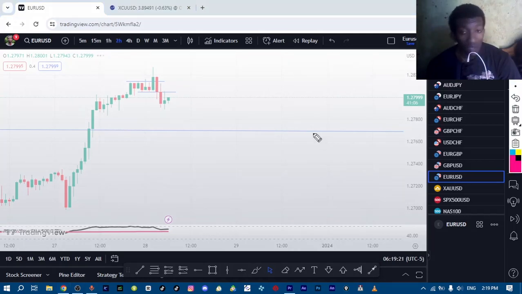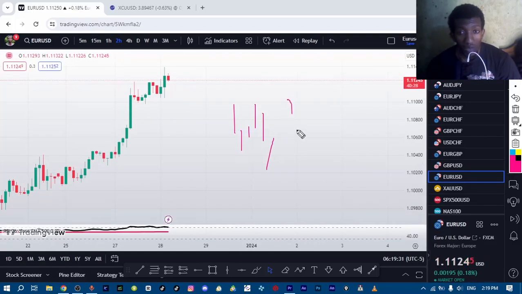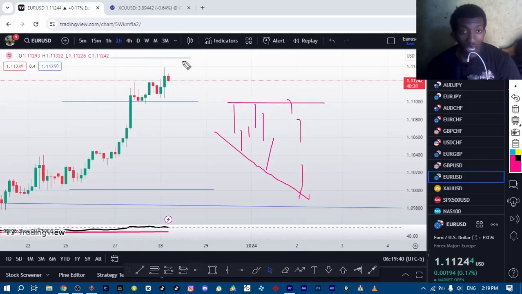If the price makes unnecessary wicks from above and below, another wick like this one, and this one, and this one, you don't connect it like this, okay. All you have to do is go to the higher time frame. Go to the higher time frame.